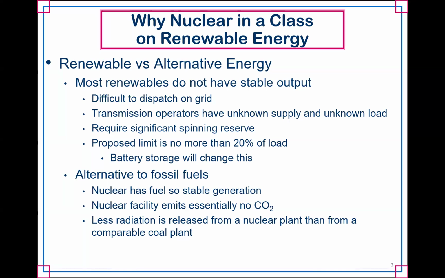And so when you have big demands for spinning reserve, the concept is you can't really have more than 20% of the load be renewable, because if your load is 100 megawatts and you don't necessarily know what the supply is, you don't want that to be more than 20%, because now you have an additional 20% of spinning reserve for those dispatchable technologies.